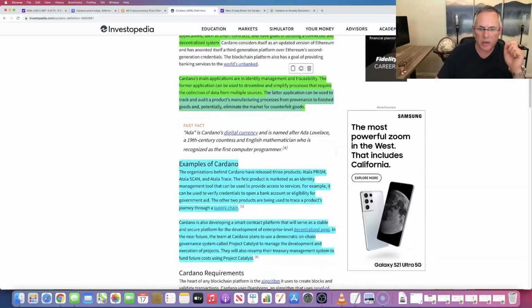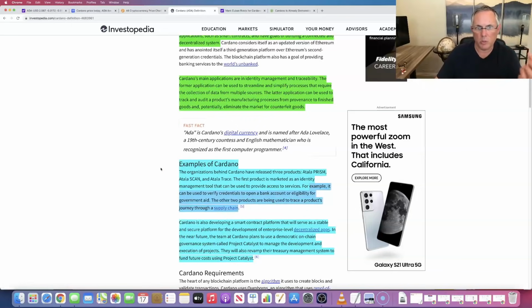Some examples: they've got really three products. It is Atala Prism, Atala Scan, Atala Trace. The first product is marketed as an identity management tool to provide access to services. For example, it can be used to verify credentials to open a bank account or for eligibility to government aid. The other two products are used to trace a product's journey through the supply chain.